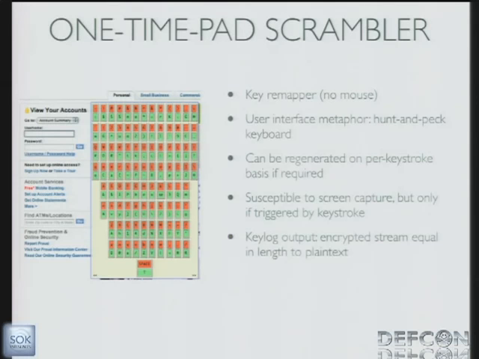Because it's a one-to-one mapping, it will reveal your password length. So it does potentially make brute force attacks slightly more easy. But the password itself is not going to be recoverable from the text log. And you can also remap the username as well as the password if you feel like you need extra obfuscation. It's quick to use. It's just visual search for each key. But we sort of don't like the fact that it's easy to screen cap.